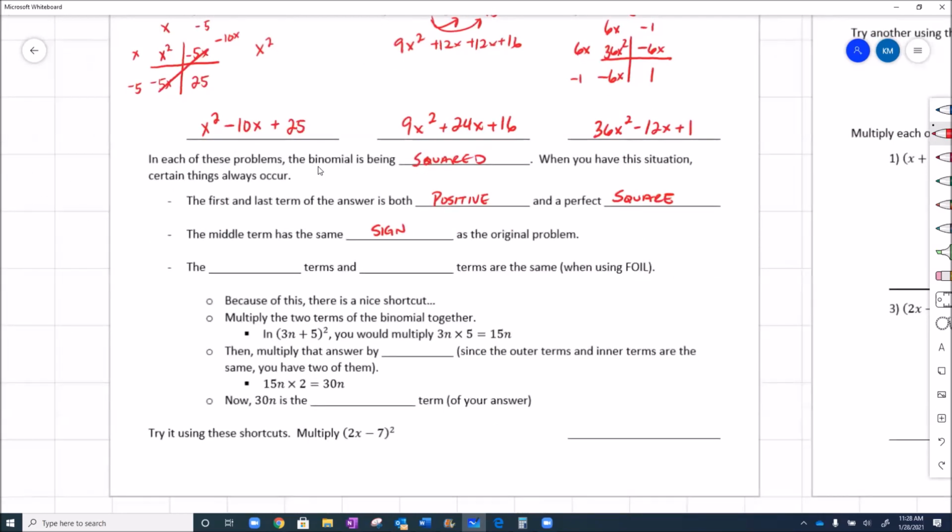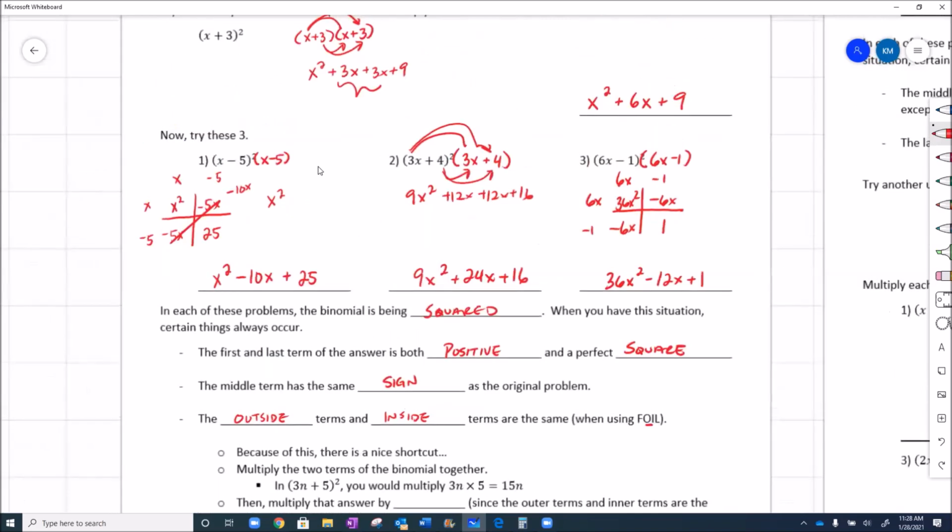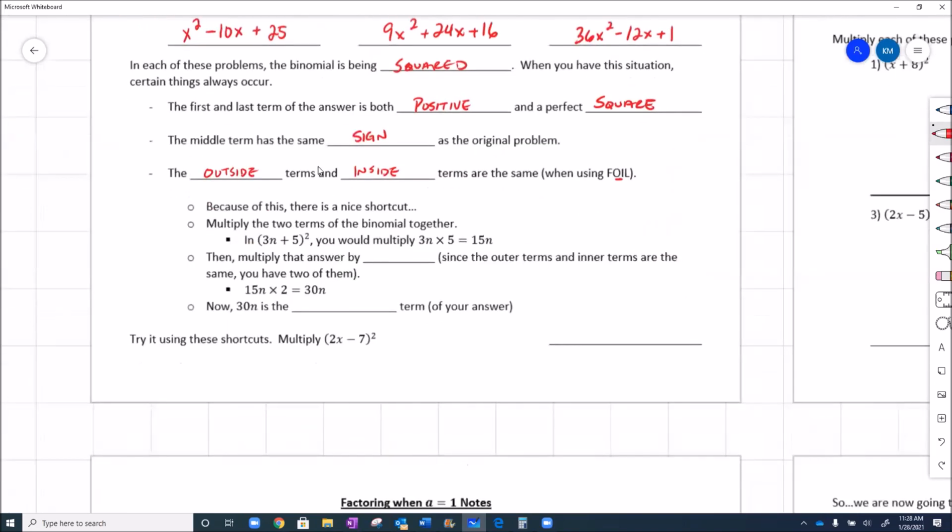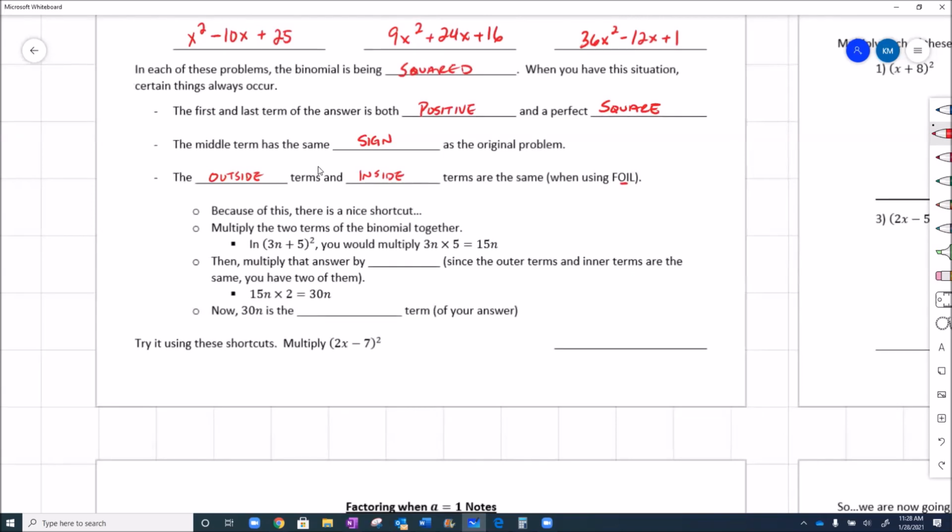And then the outside and inside terms are the same, and by that we mean when we FOIL, right? So we saw that, we did our outsides 3x, insides 3x, outsides 12x, insides 12x. Because of this, there's a nice shortcut. Multiplying the 2 terms of the binomial together in 3n plus 5 squared, you could multiply 3n times 5 and get 15n, and then multiply that answer by 2, since the outer terms and the inner terms are the same. You have 2 of them. So 15 times 2 is 30n. Now 30n is the middle term of your answer.